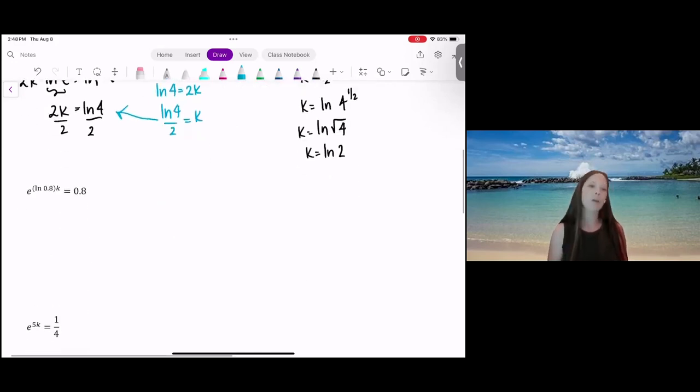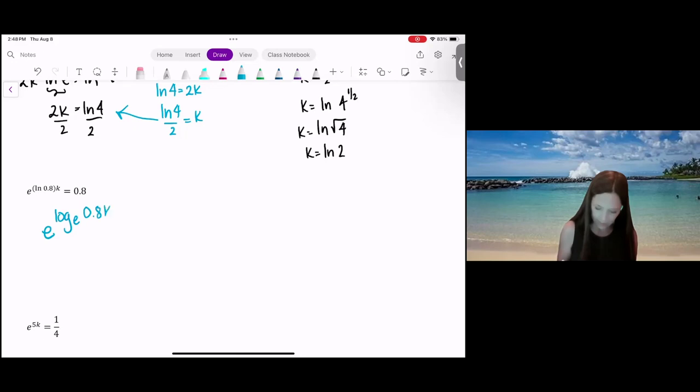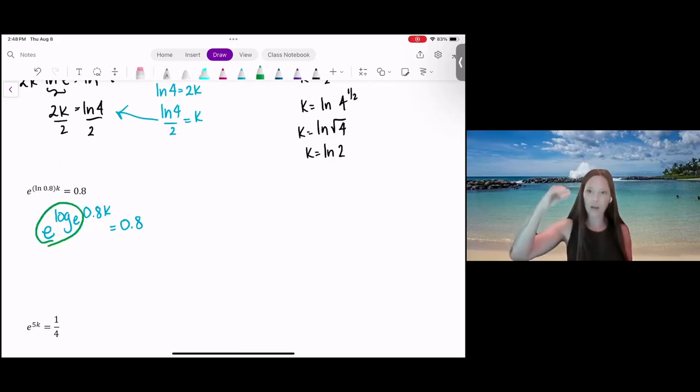Moving on to the next problem, we have e to the natural log of 0.8k equals 0.8. Well, let's rewrite natural log as log base e. That means we have e to the log base e of 0.8k equals 0.8. We're solving for k here, but if you recall, a base exponent to a log of that same base, those actually cancel each other out, and you're just left with the logarithm value of 0.8k. That means I have 0.8k equals 0.8. Dividing both sides by 0.8 gives me that k equals 1.